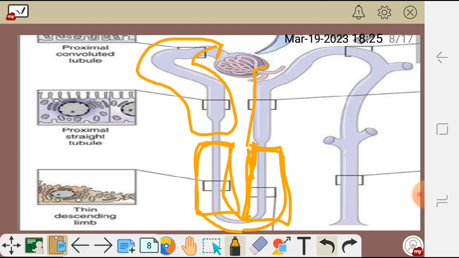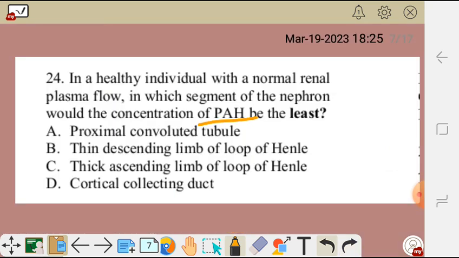Then in the distal convoluted tubule, we also have solutes leaving, and in the principal cells, if we do not have a hormone which stimulates the reabsorption of water, then everything stays the same. Meaning that in the proximal convoluted tubule, the concentration of PAH will be least. Okay, it will be least.